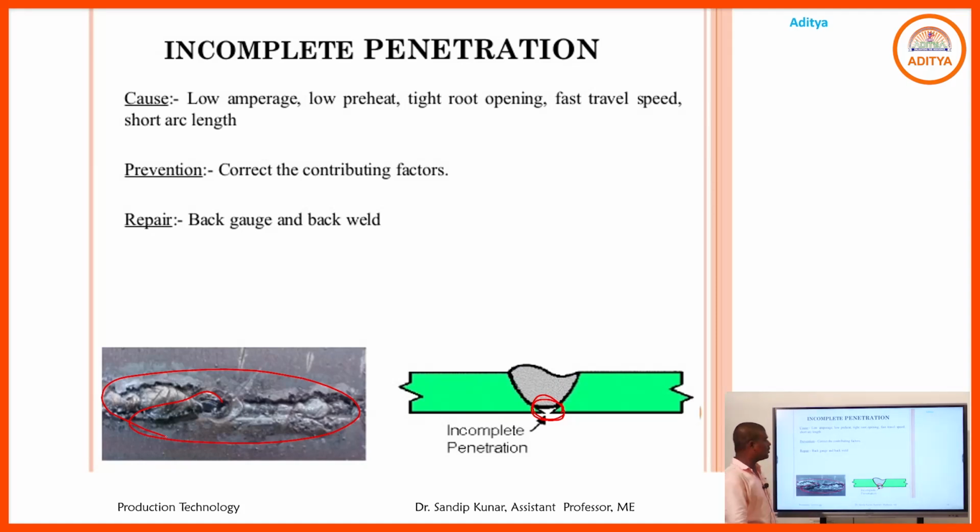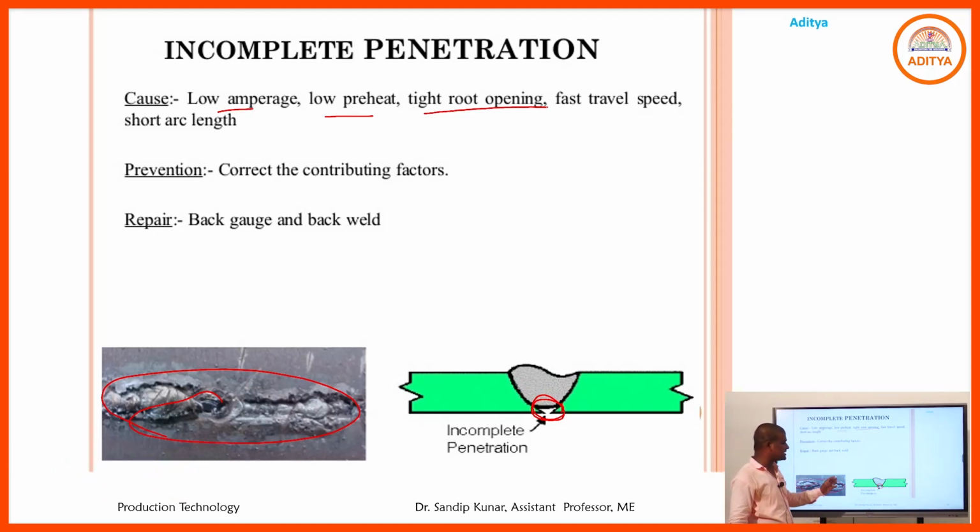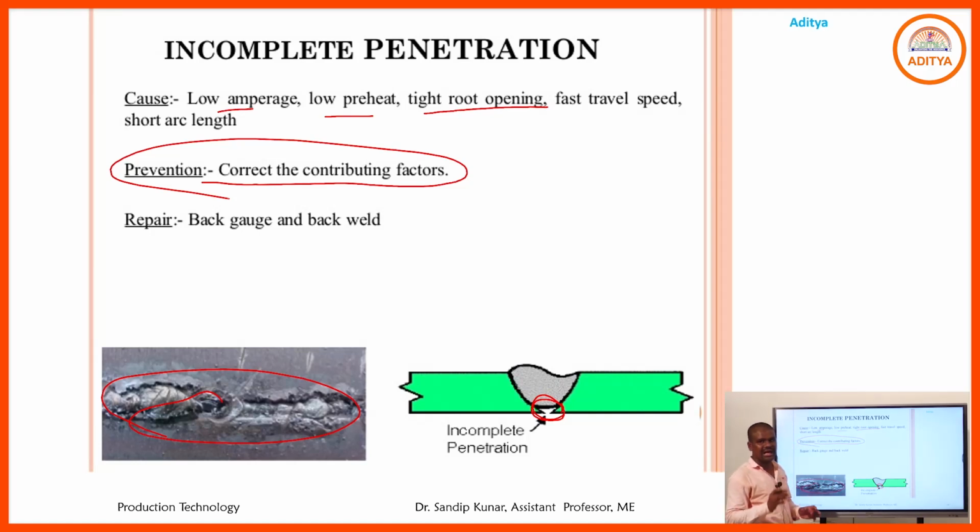So what are the causes? Low amperage, low preheat, tight root opening, fast travel speed, short arc length. These are the causes responsible for incomplete penetration. So how to prevent it? Correct the contributing factors, which means if we set the proper welding parameters, we can prevent that type of problem. Another, how to repair? Back gouge and back weld. If we use back gouging and back welding, we remove that type of incomplete penetration problem.